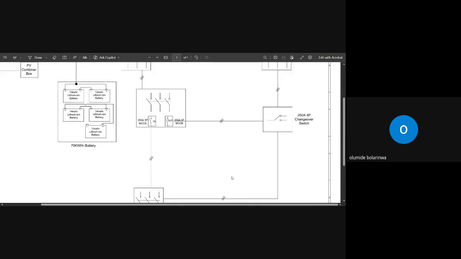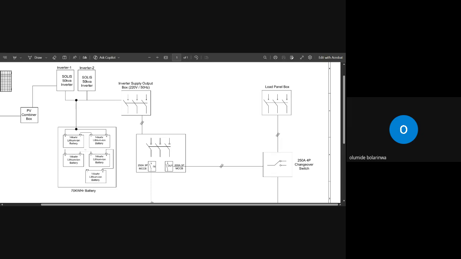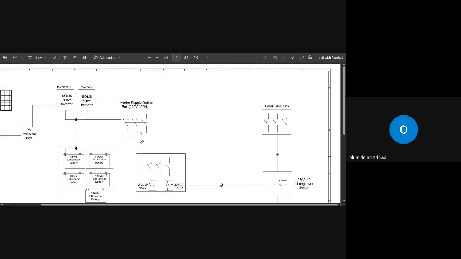We have our changeover. 250 amps 4-pole changeover switch. One, yes sir. Now we have a load panel box. Yes, sir. Now we have our inverter supply output box.